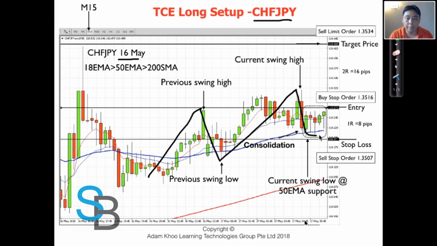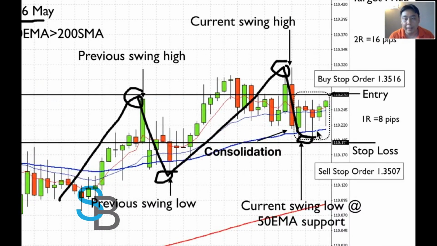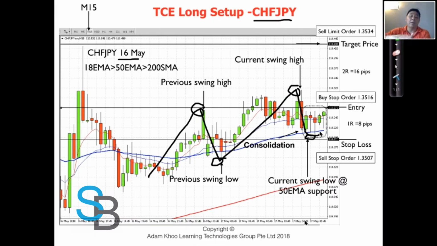There we go. All right, so the current swing high is above the previous swing high, current swing low above the previous swing low. Moving averages in sequence. Perfect. We're looking for a trigger price action. So in this case, what happens is when the price reaches this swing low, again, it must be a reliable support. So in this case, notice the support is the 50 moving average. Again, the moving average is acting as a support level.